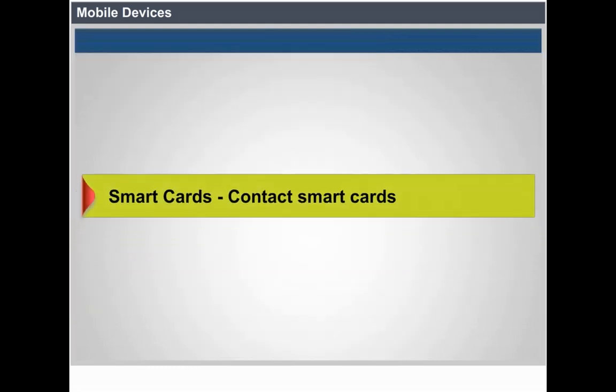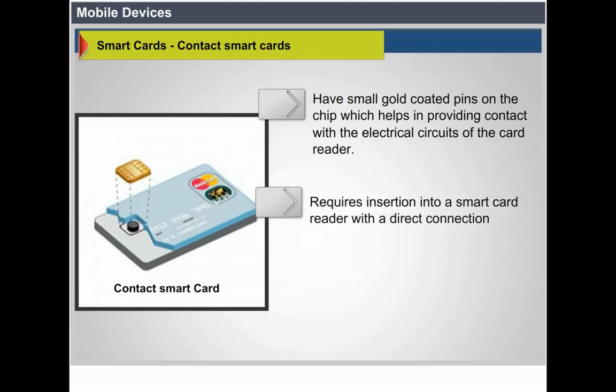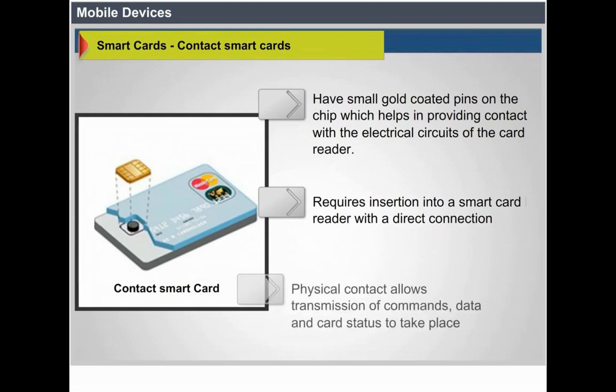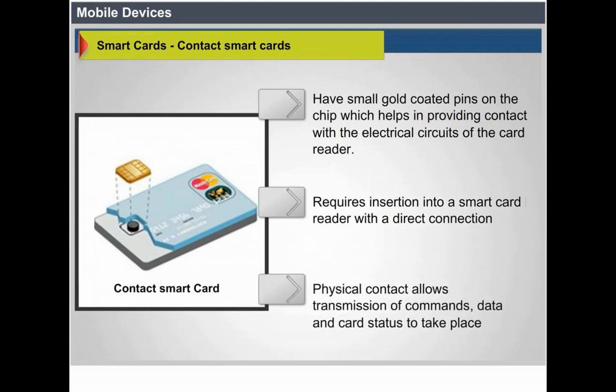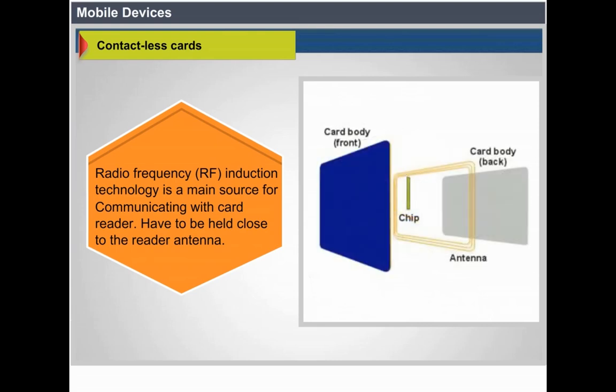Contact smart cards have small gold-coated pins on the chip providing contact with the electrical circuits of the card reader. They require insertion into a smart card reader with a direct connection. Physical contact allows transmission of commands, data, and card status to take place. Contactless cards communicate with the card reader using radio frequency induction technology, and have to be held close to the reader antenna.